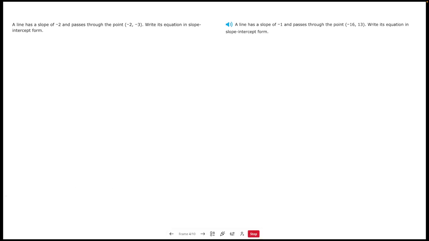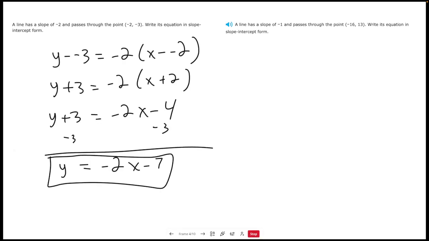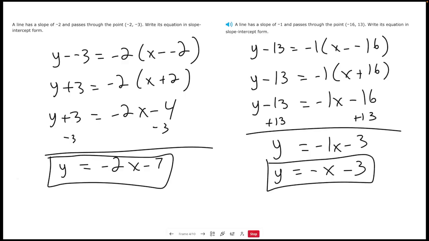Okay, now that you've had time to work these problems, let's check your solutions. All right, for the first problem, here is the work, and you should have ended up with y equals -2x minus 7. And for the second problem, you should have ended up with y equals -x minus 3. You might have put the 1, but remember, usually we don't put the 1s in front of variables, so we just leave it as an invisible 1.